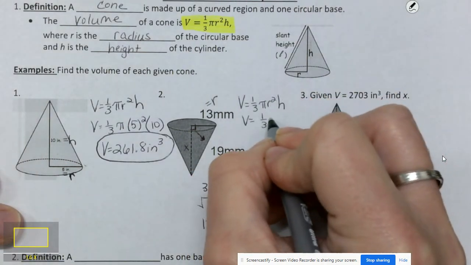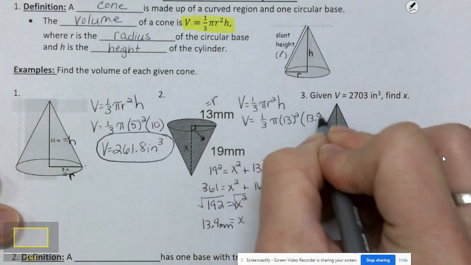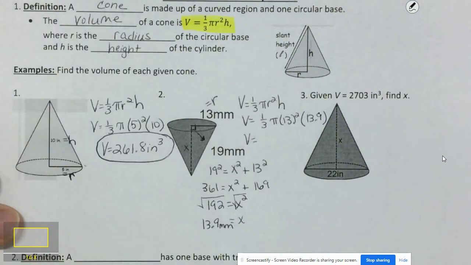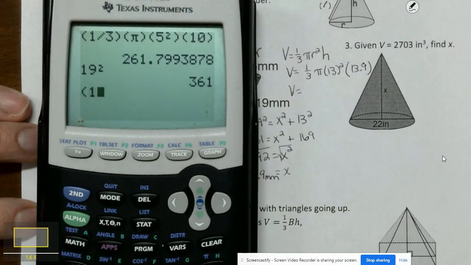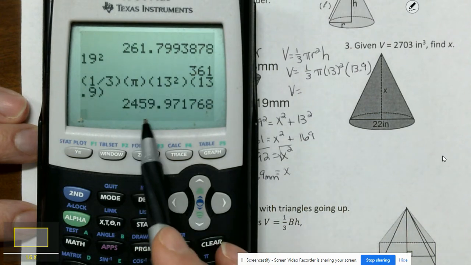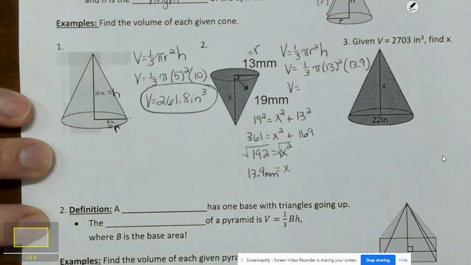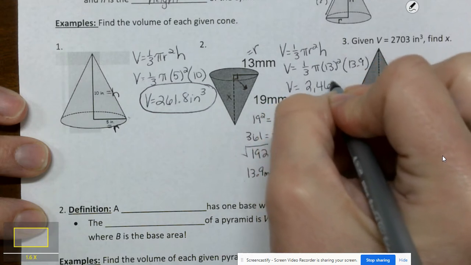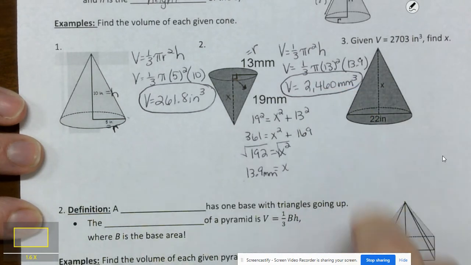Now that I have this height, I can go up here and fill in. V equals 1/3 pi, my r is 13 and it's squared, and my h is 13.9. Okay, so now it becomes a calculator problem. Okay, I have 1/3 times pi times 13 squared times 13.9. Okay, we get 2,459.9, so we're just going to say 2,460. 2,460, and this is going to be millimeters cubed. Remember, when you're dealing with volume, it's always cubed.